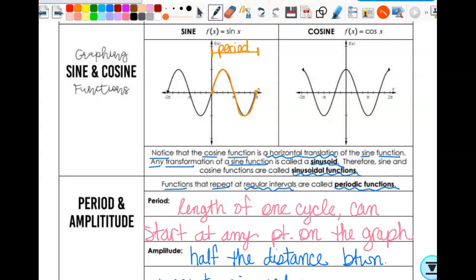The amplitude, it's half the distance between the max and the min values, but we can also just look at it as the distance from the midline to a max or min value. That way, you don't have to count and divide by 2. This right here would be the amplitude.